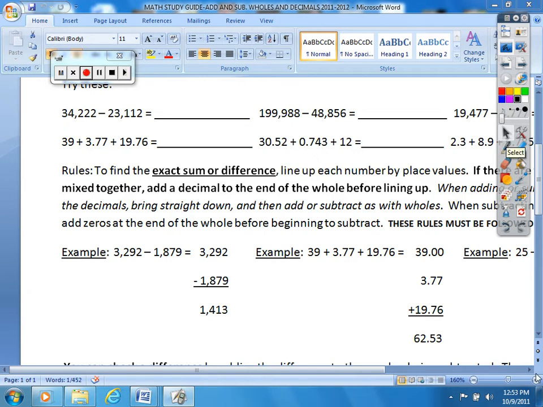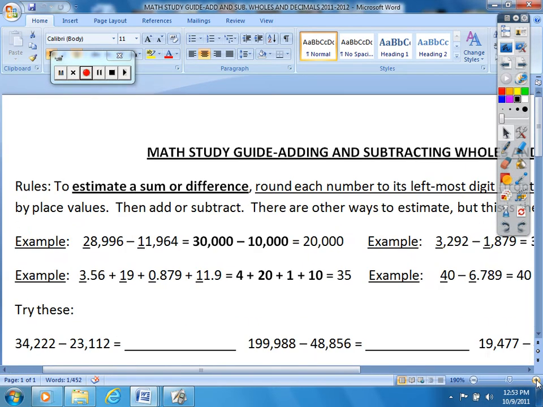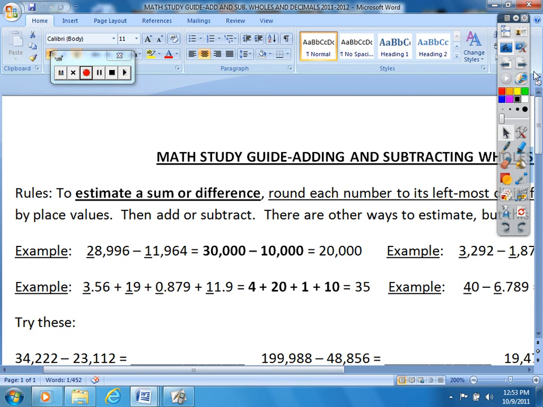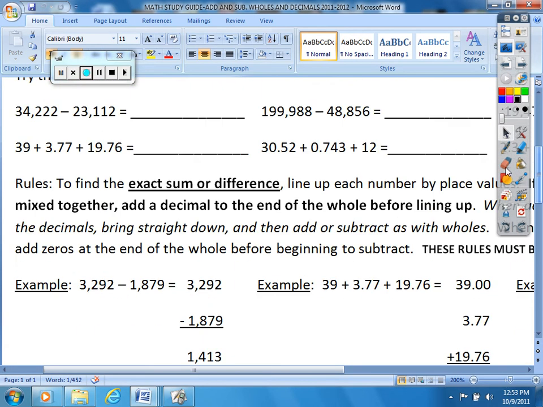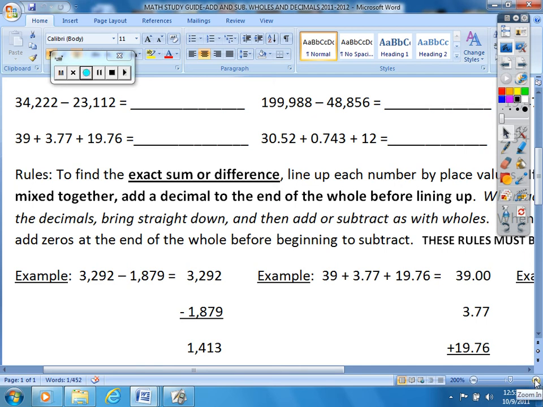Once again, as I work through these, if there's a pause in the action, it's just because I'm having to manipulate the board just a little bit, and I have to go back and forth to my computer sometimes, so pardon any kind of pauses. Okay, let's make it just a little bit bigger.